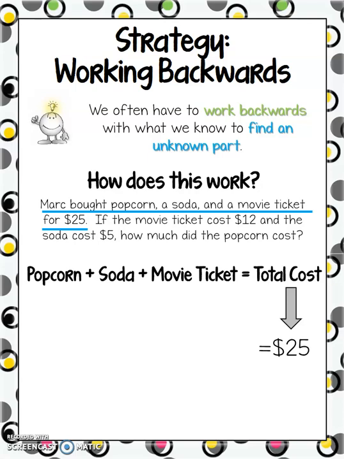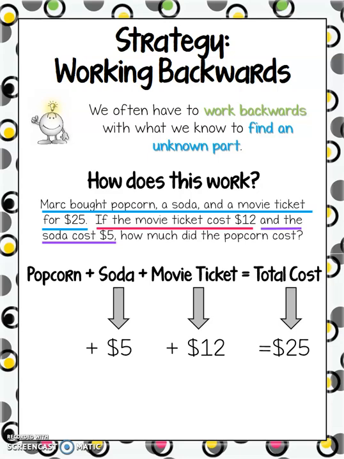Now let's keep going line by line with the second sentence. The first part of that sentence says, if the movie ticket cost $12, so I know one of the parts of this story problem is that the movie ticket was $12. I'll keep reading that second sentence. And the soda cost $5. Now I can say that the soda part is a known number. Finally, the question sentence says, how much did the popcorn cost? This tells me that that particular part is an unknown, so I'll put that as a question mark.